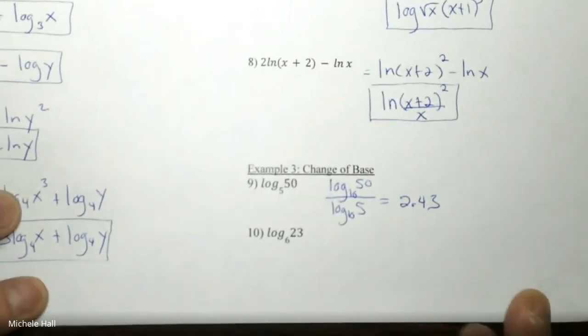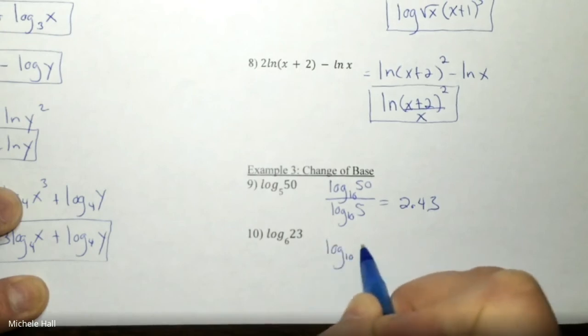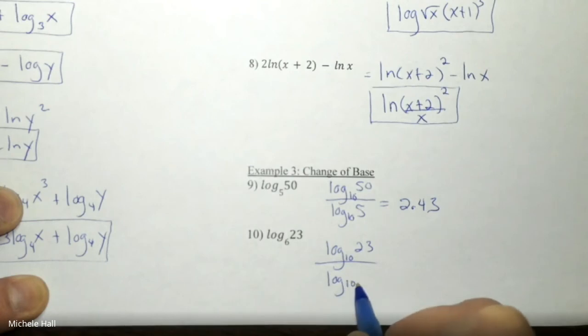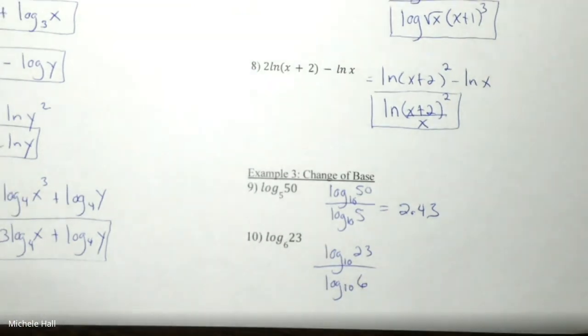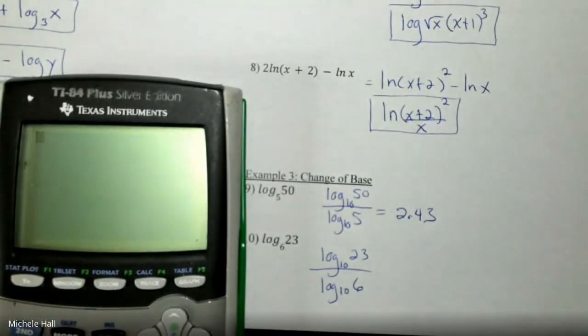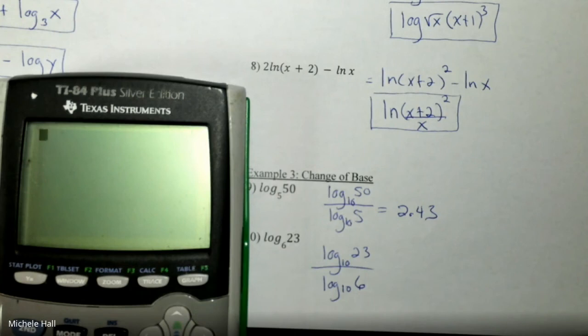One more. We're going to change this to log 10 of 23 divided by log 10 of 6. Close my parenthesis, divide by log 6. We get 1.75.